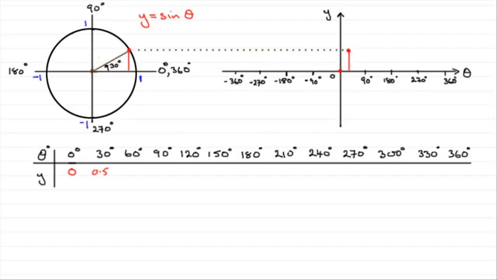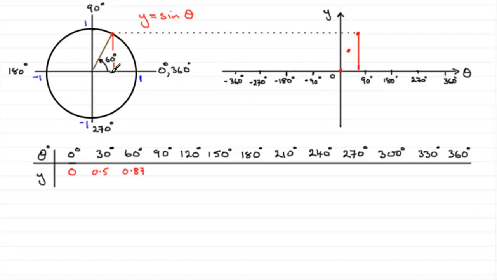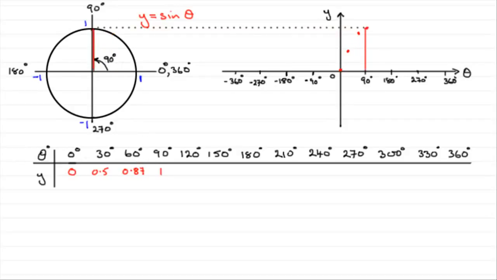Now when we move round to 30 degrees, you can see that our displacement y turns out to be this height here. It turns out to be half a unit, 0.5 high, if you were to measure this. And when we get round to 60 degrees, the displacement increases to 0.87. And then at 90 degrees, it reaches a value of 1 at the top here. So we'll just mark that in as 1.